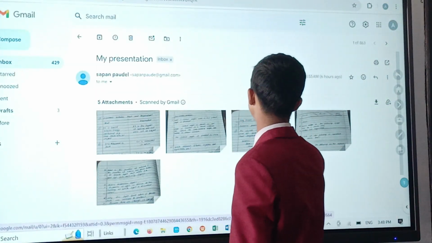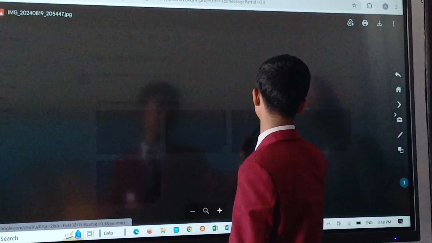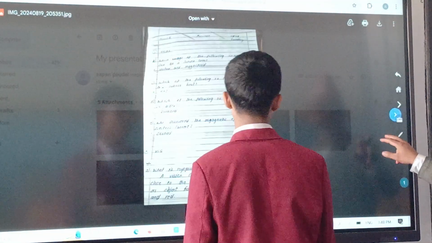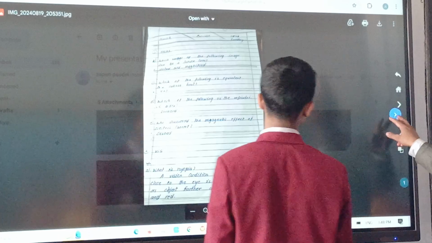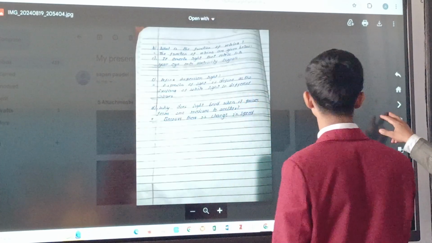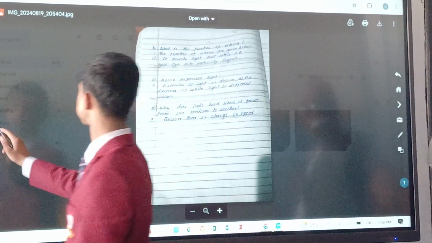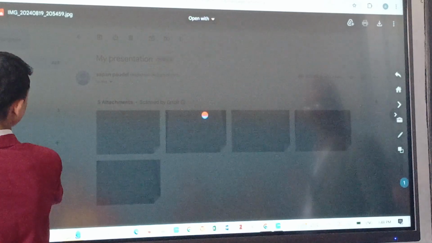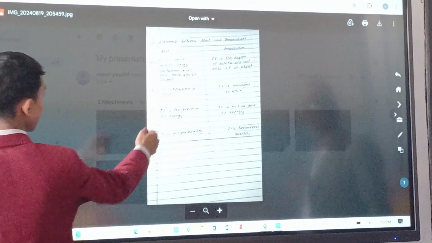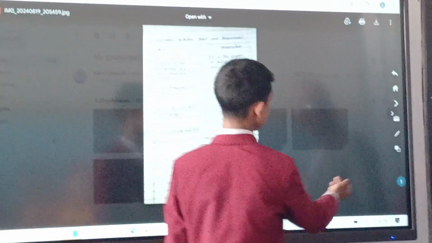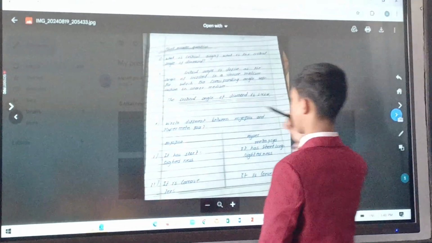So next. This is one. Another one is in another copy. Next. Next. This is another. Okay. And this is: difference between heat and temperature. That is last.